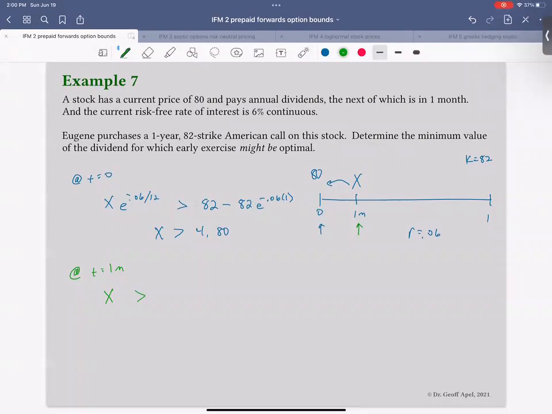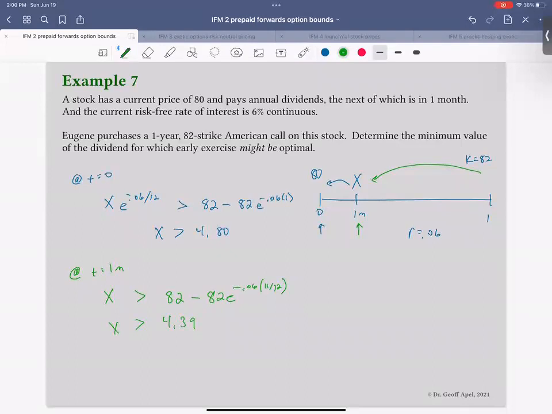Now I want to think, if I paid 82 versus waiting to pay it, so 82e to the negative 0.06, and I've got 11 months to go, so 11/12. So 82 minus 82e to the negative 0.06 times 11/12. So X is greater than 4.39. So I get a different answer.